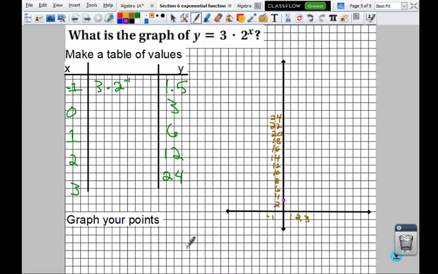I have 1, 6. Go here to 1, 6. I have 2, 12. Over here to 2, go up to 12. And then I've got 3, 24. So all I did was graph the points I found earlier. We found our table. We had an X, we found the Y. So we're graphing our points.